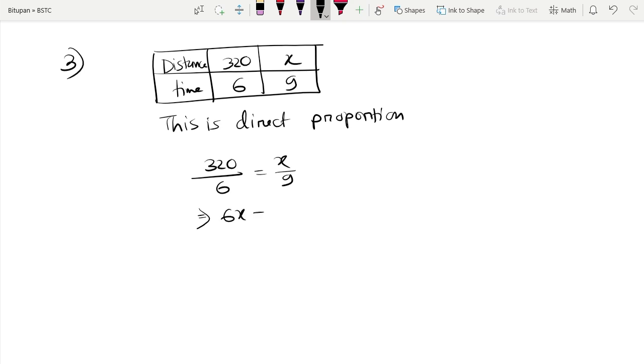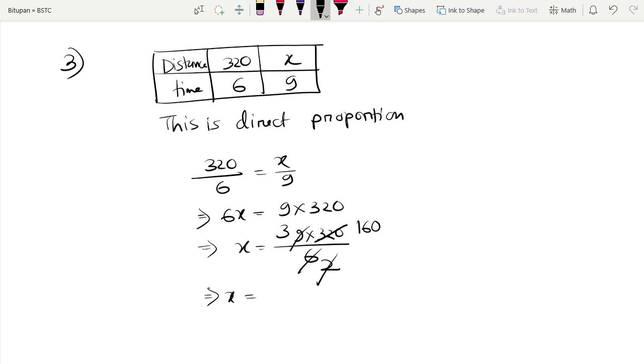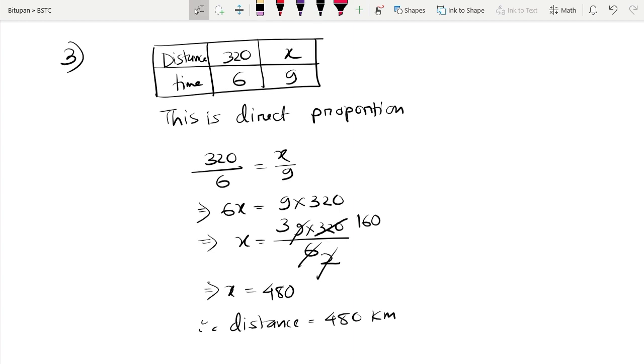Cross multiplying, 6x is equal to 9 into 320. So x is equal to 9 into 320 by 6, because 6 यहाँ पे मल्टीप्लाई हुआ था तो यहाँ से डिवाइड हो जाएगा. So 3 2s are 6, 3 3s are 9, 2 से 320 कैंसिल करने पे 160 होगा. So the value of x is 3 times 160, so you'll get 480. Therefore, distance is equal to 480 kilometers. That's the answer for question number 3. Now we'll go for question number 4.